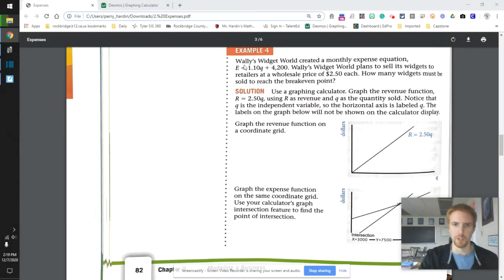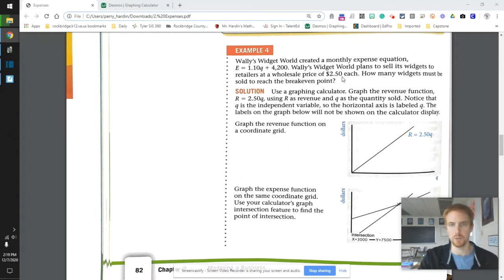So we've got these 2 equations. We've got an expense equation, and knowing they're going to charge $2.50 each, that's all you need to get a revenue equation, because revenue is price times quantity. So $2.50 is the price. The revenue equation is $2.50 times Q.